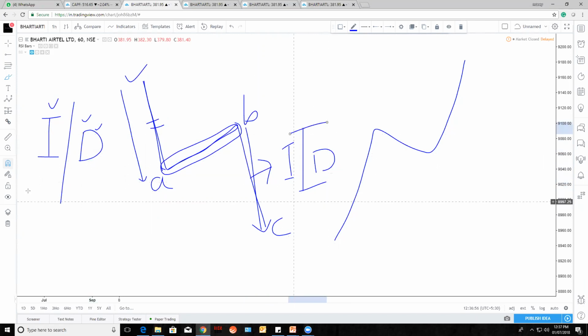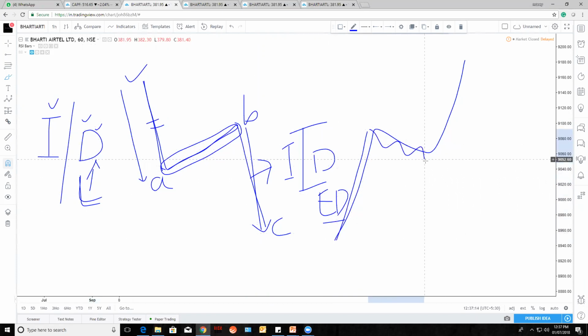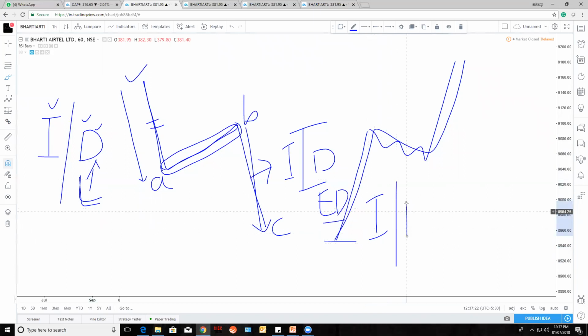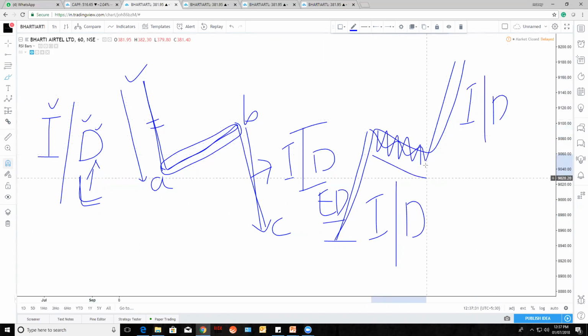Here it's a leading diagonal, and here it's an ending diagonal. Why? Because C is ending here, so it is an ending diagonal. A is the beginning, so it is a leading diagonal. Here it is an impulse wave, a correction followed by an impulse. Wave A can be an impulse or a diagonal. Wave C can be an impulse or a diagonal. Wave B will be the correction. It might be a flat correction, a zigzag correction, or else a triangle.